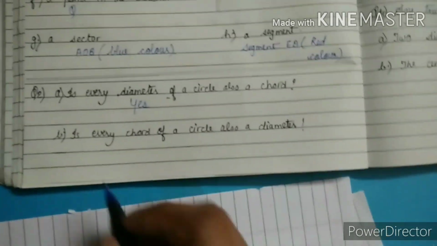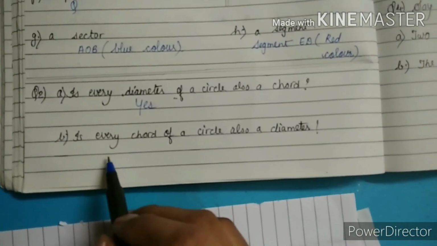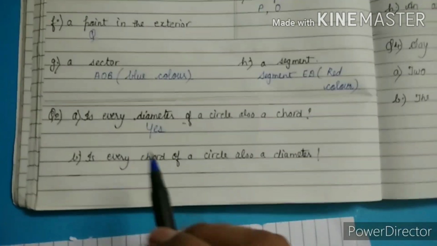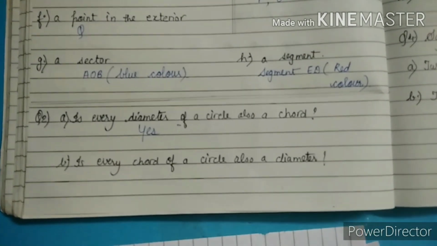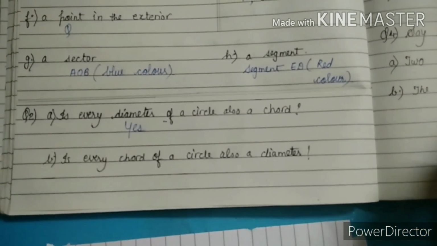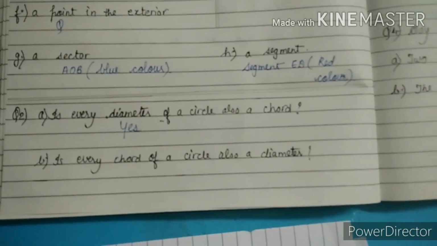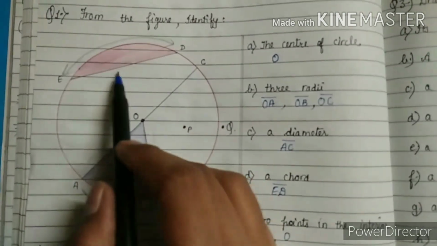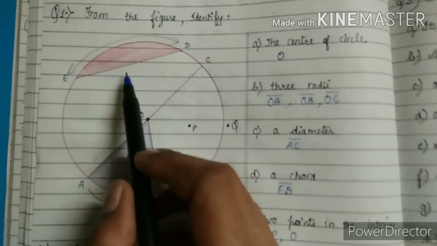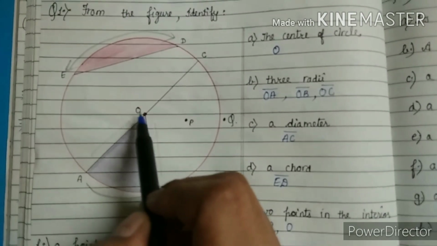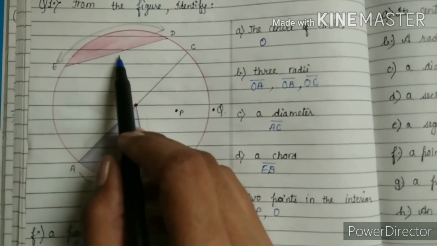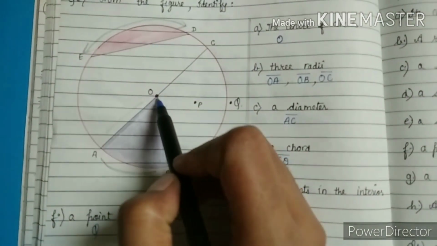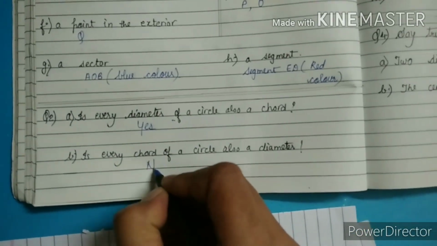Second question: is every chord of a circle also a diameter? It means they are telling us each chord. Whenever we join any 2 points on the circle, will that line segment be called a diameter? So we will see in question number first, ED is also a chord. Is it a diameter? No, because it does not pass through the center point, and it will be called only a chord. It is not considered a diameter. So its answer is no.